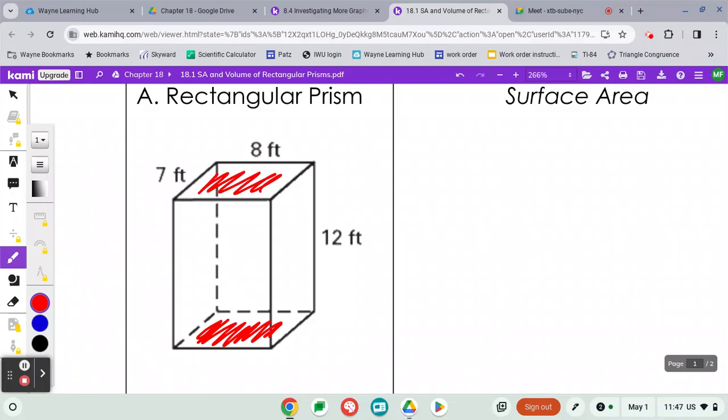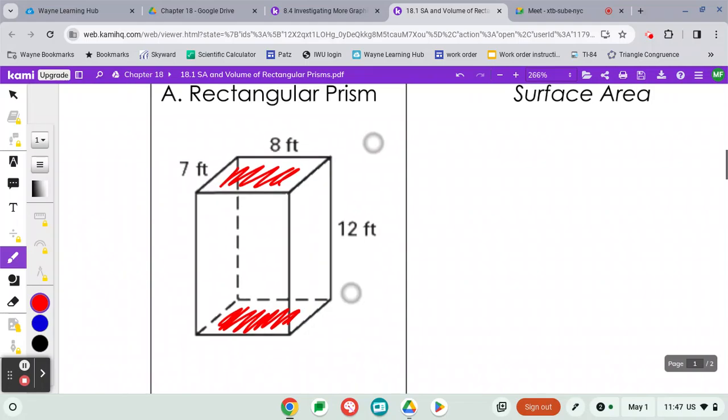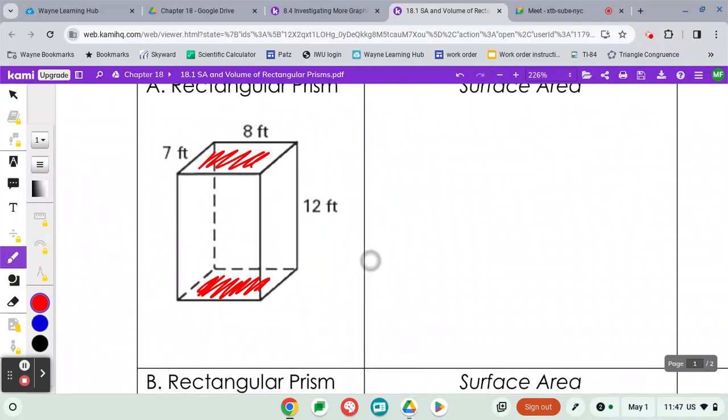Okay. Now, the first thing we need to do, once we've decided these are our bases, that means what is the height? 12, the one you didn't use, right? So the first thing I need to do, let's find the area of the base. How do I find the area of a rectangle? Do we remember? Length times width. So our two sides, who cares which one's the length, which one's the width? Just 7 times 8, right? Or 8 times 7. What do we get?